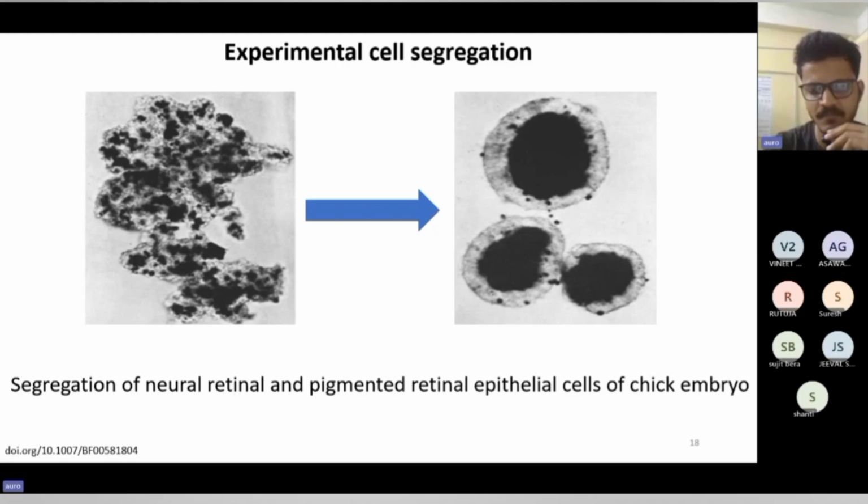These are cells of a chick embryo. And what happens is that one kind of cell actually surrounds the other kind of cell. This is experimentally observed. This is a biological experiment.